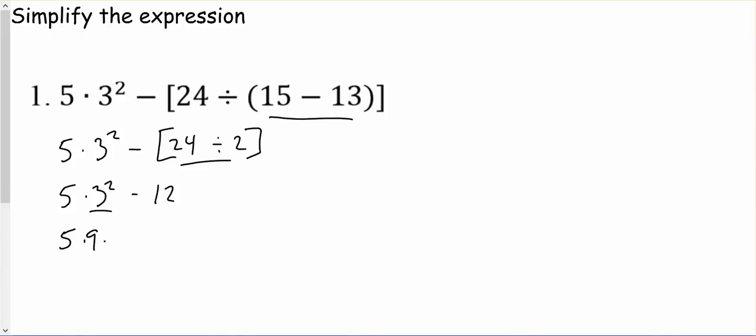5 times 9 minus 12. Multiplication next. 5 times 9 is 45. Minus 12 is 33.